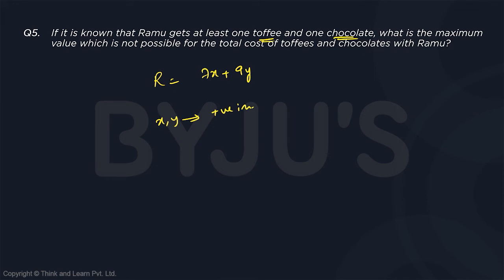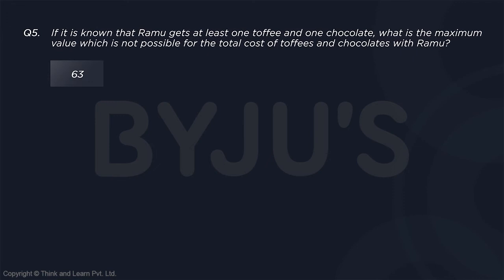Now straight away the formula is a into b. The highest number that it cannot get is a into b. So 7 9s are 63. Straightforward. So if you know the concept, at least 2-3 questions can be done within seconds.